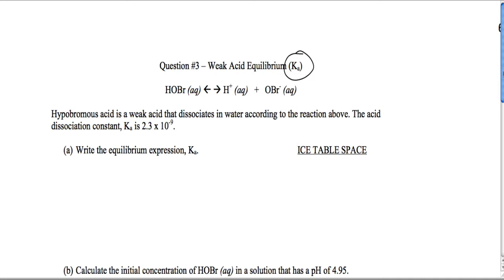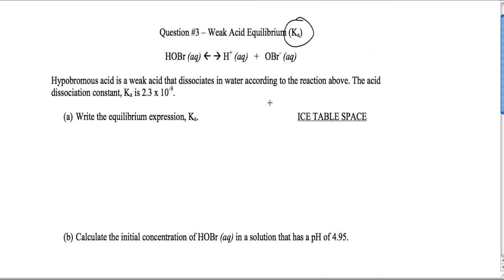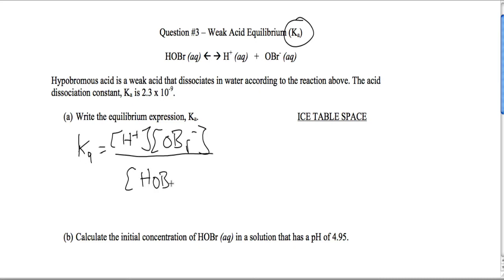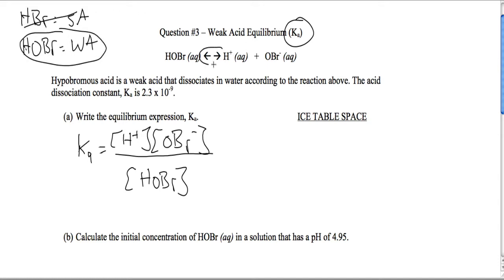When you're doing a Ka problem, let's stop and do our ice table first. The Ka expression here is going to be the concentration of the hydrogen ion multiplied by OBr minus over HOBr. Let's remember that HBr is a strong acid, but HOBr is a weak acid. You would never see a strong acid on an equilibrium problem because strong acids fully ionize in solution. So we're dealing with a weak acid.